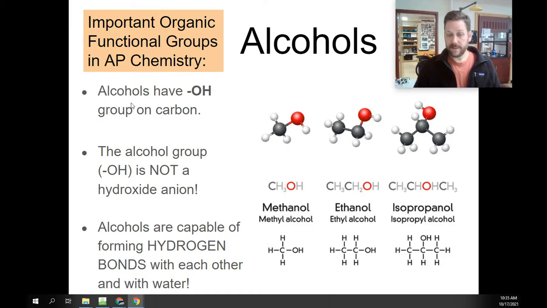The thing that identifies an alcohol is the OH group on a carbon atom. Please note that the OH group is not a hydroxide anion. This is not going to be a cation bonded with a hydroxide anion, but rather oxygen covalently bonded with carbon on one of these chains. And it is probably most important for us to just note that alcohol is always going to be a molecule that can form hydrogen bonds. It can form hydrogen bonds with water. It can form hydrogen bonds with itself. And so alcohols are soluble in water, unlike alkanes, which are generally insoluble.